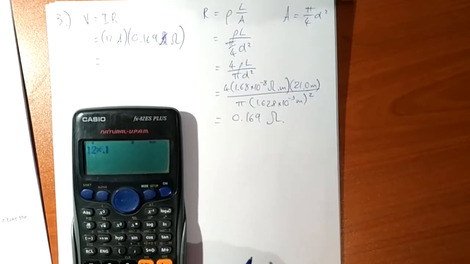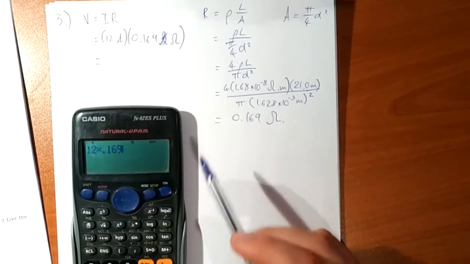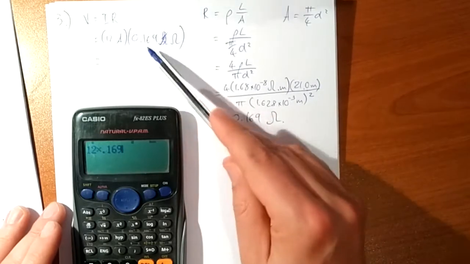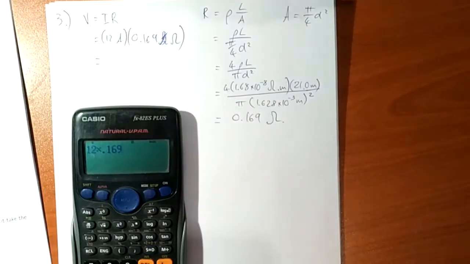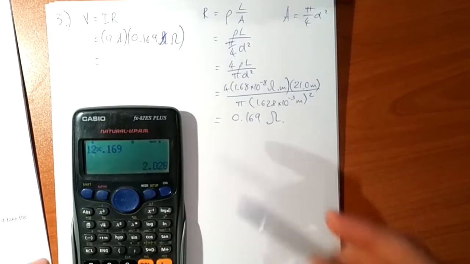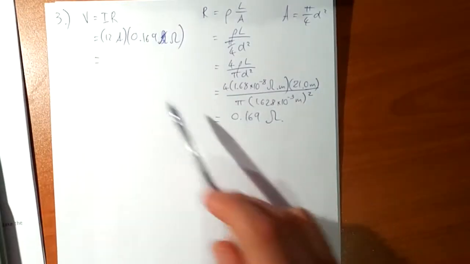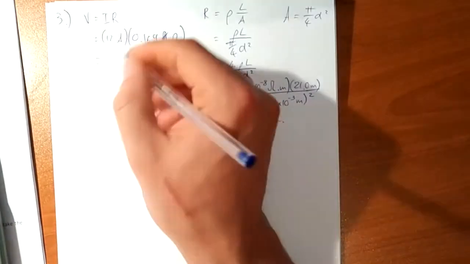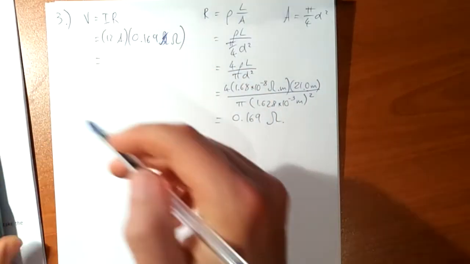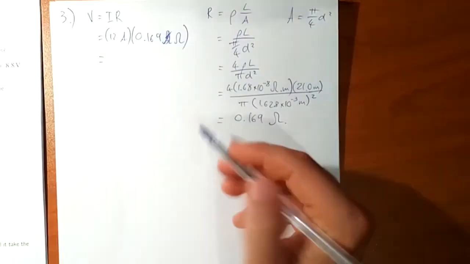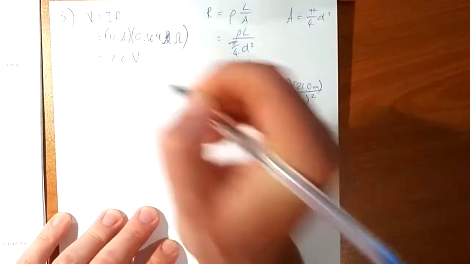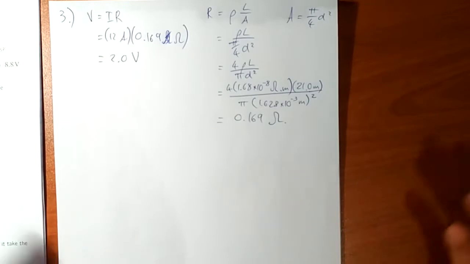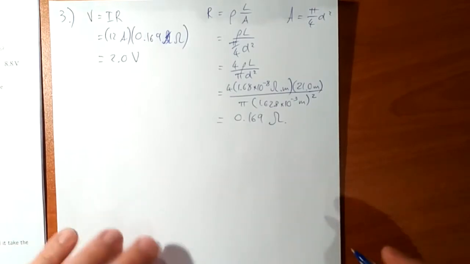Let's see what that is. 12 times 0.169, so what should that answer be approximately? If it was 10 here, it would be 1.6, but it's 12, so it should be more than 1.7 at least. So, 2. How many significant figures am I going to provide here? The least amount involved is 2 in this case, so that would be 2.0 volts. Okay, and that's it for the third question. On to question number 4.